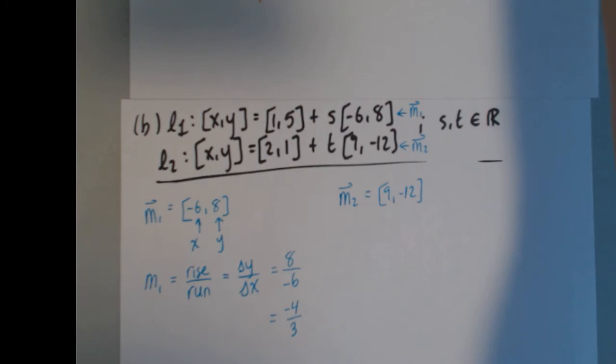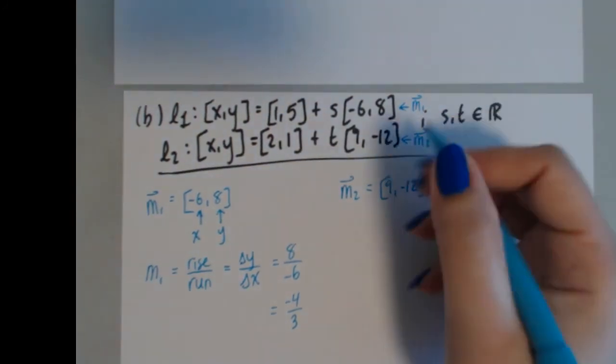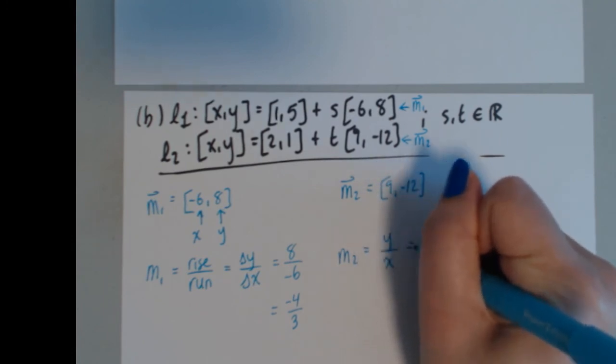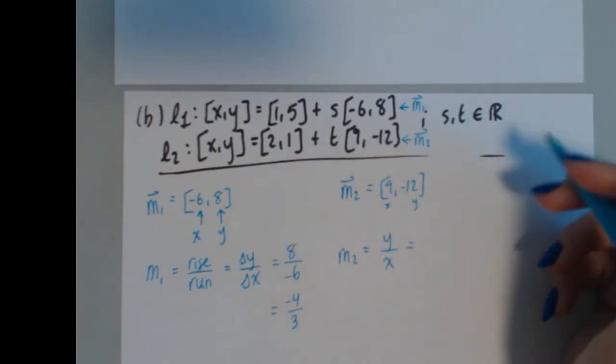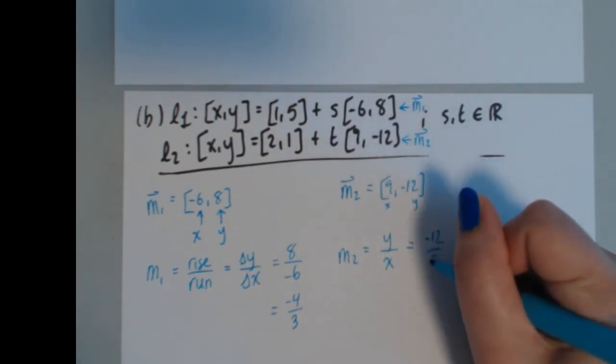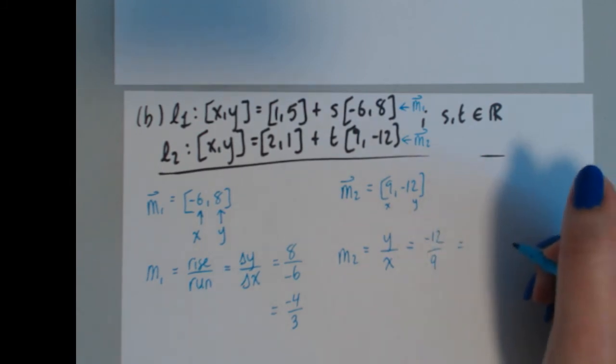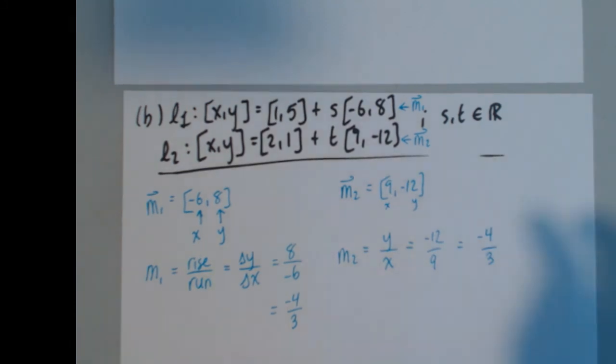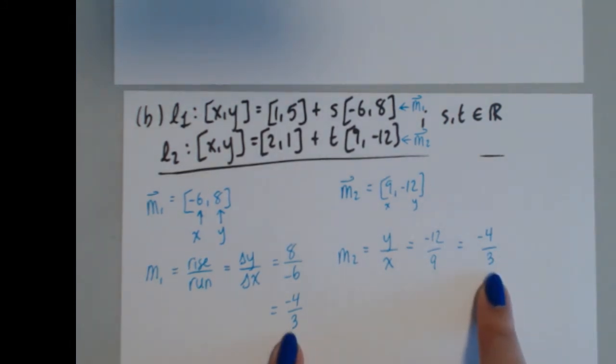Let's do the same thing for direction vector number 2. So m2 is equal to y over x. Here's your x, there's your y. So minus 12 over 9. If I divide top and bottom by 3, I'm going to have minus 4 over 3. So there you go. It's the same slope. And the fact that it's the same slope means that these two lines are parallel.